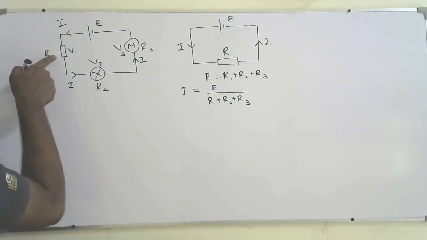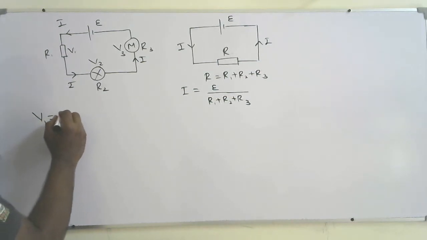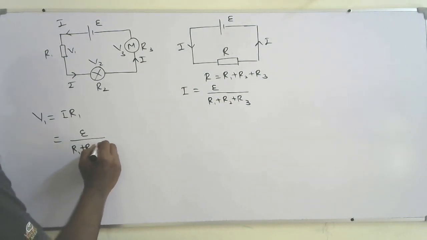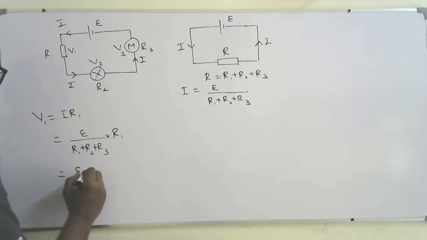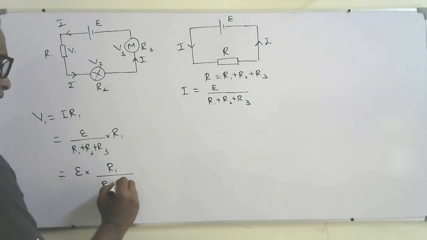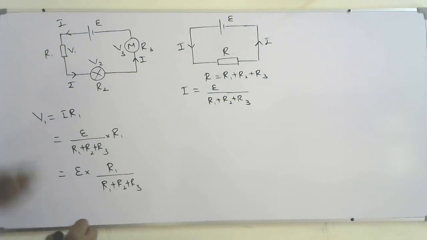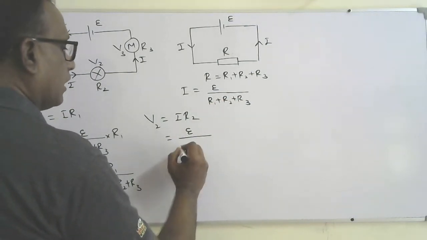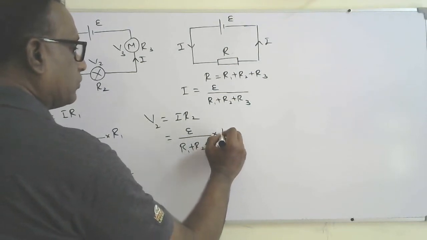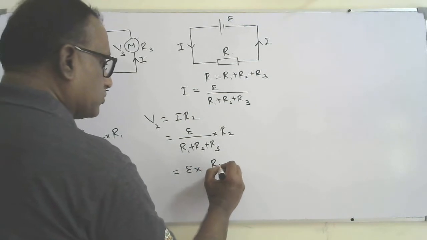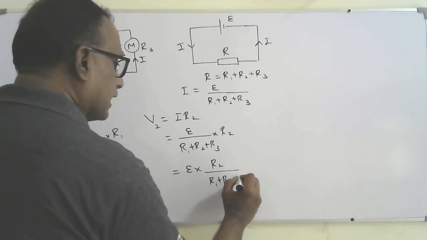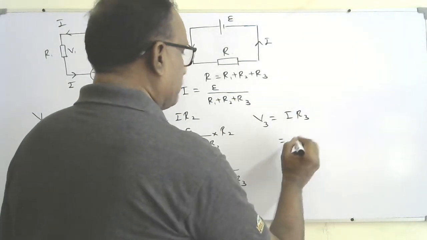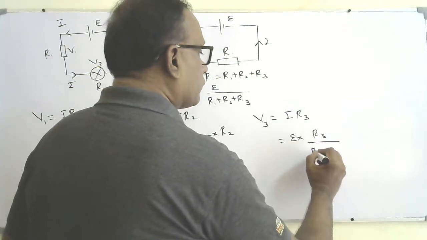So the voltage across the resistor, V1, is given by V1 is equal to I R1. Instead of I, I can use EMF over R1 plus R2 plus R3, times R1. This I can write as EMF times R1 over R1 plus R2 plus R3. Same way, V2 is equal to I R2. Instead of I, I can substitute EMF over R1 plus R2 plus R3, times R2. That is EMF times R2 over R1 plus R2 plus R3. Same way for V3, I am not showing it again: that is I R3, which could be shown as EMF times R3 over R1 plus R2 plus R3.